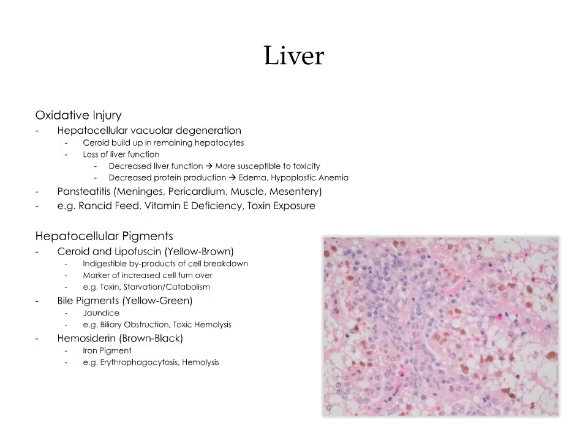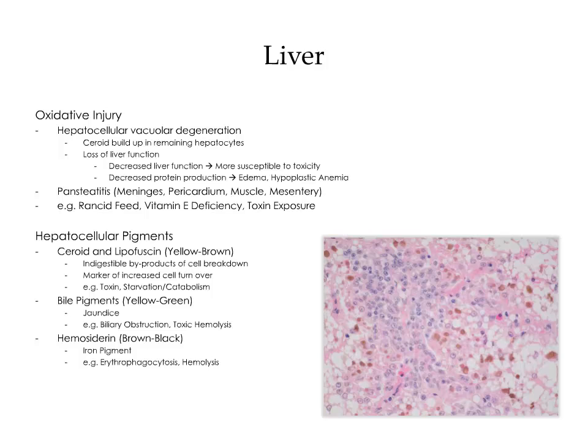There are various types of hepatocellular pigments, including ceroid and lipofuscin, bile pigments, and hemosiderin. Ceroid and lipofuscin appear as yellow-brown granular pigments within the cytoplasm. These are indigestible byproducts of cellular breakdown. Typically, this is a marker of increased cell turnover. Causes of ceroid and lipofuscin accumulation include toxin exposure, starvation, and catabolism.